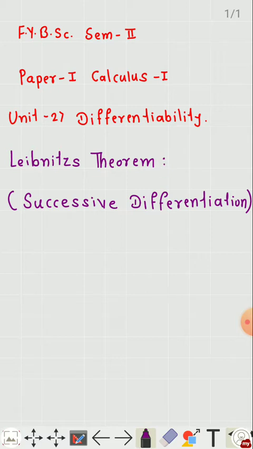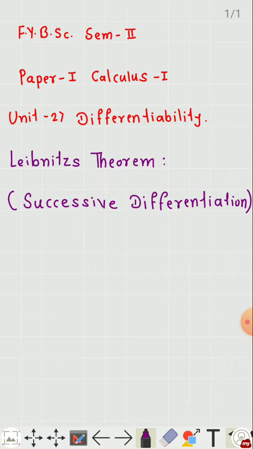So in this lecture we learn about successive differentiation of a given function, or in this lecture we try to find the nth derivative of a given function. So first of all we find the nth derivatives of some standard functions and then try to find nth derivative of a given function. Okay, so for that we study a Leibniz theorem also.